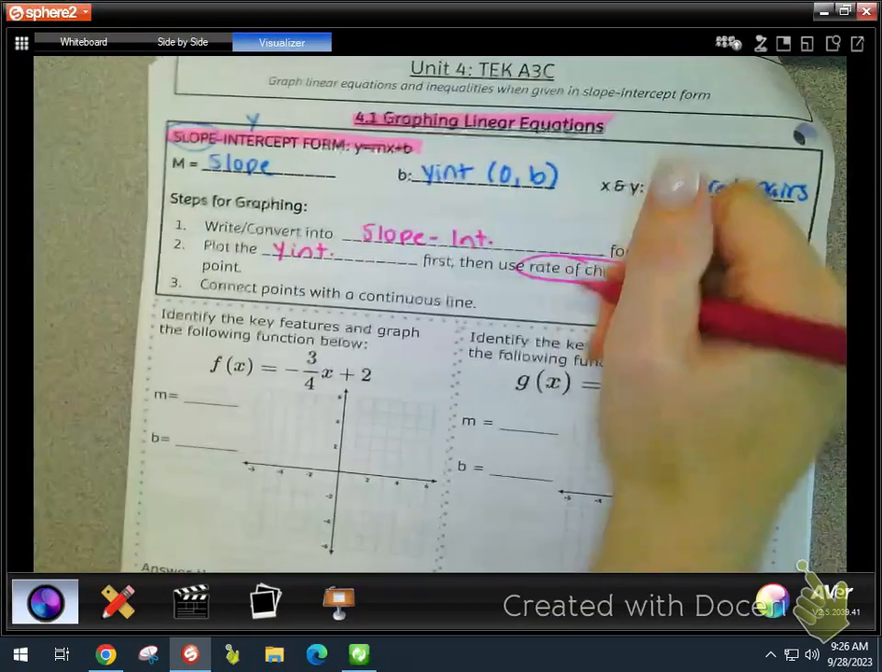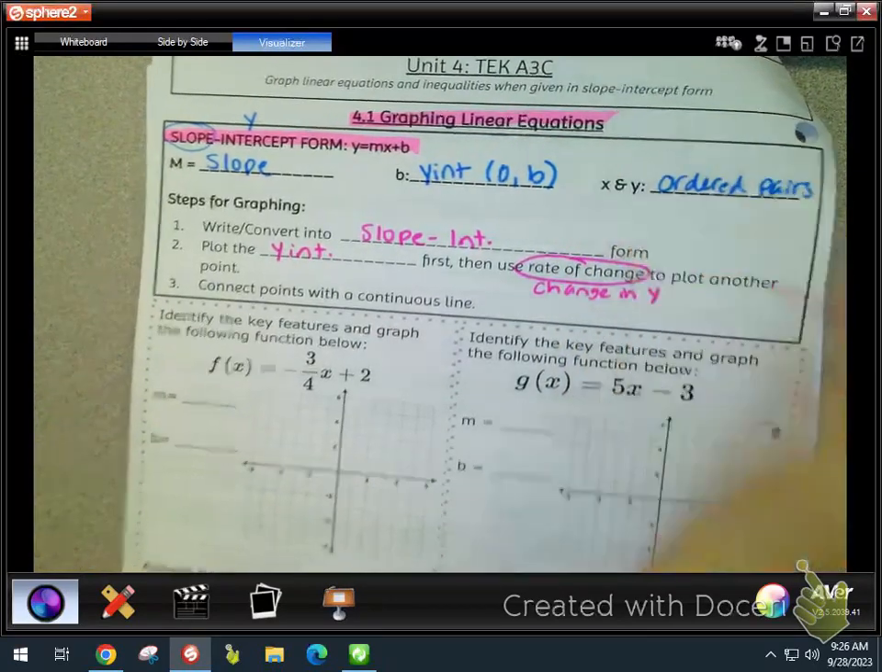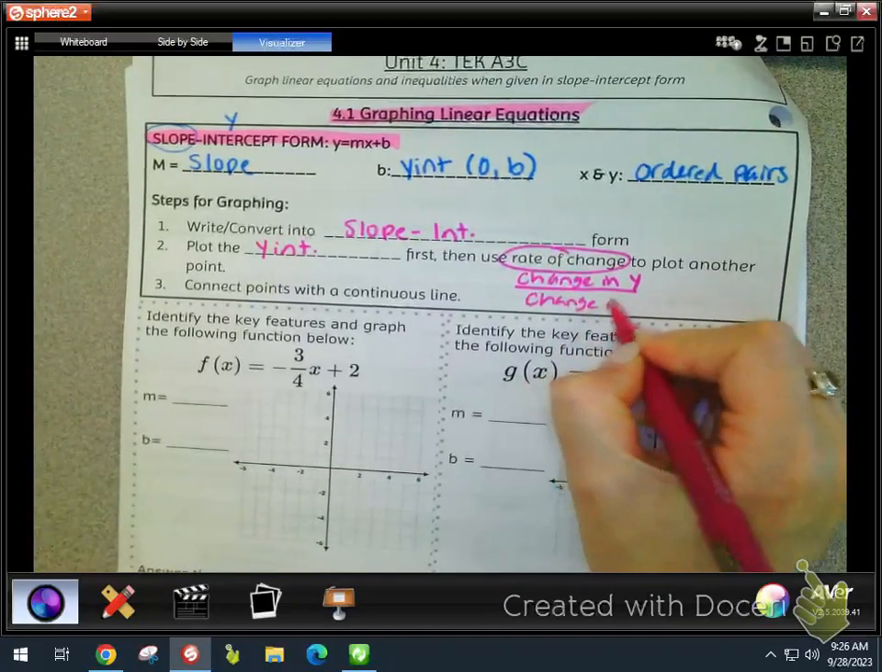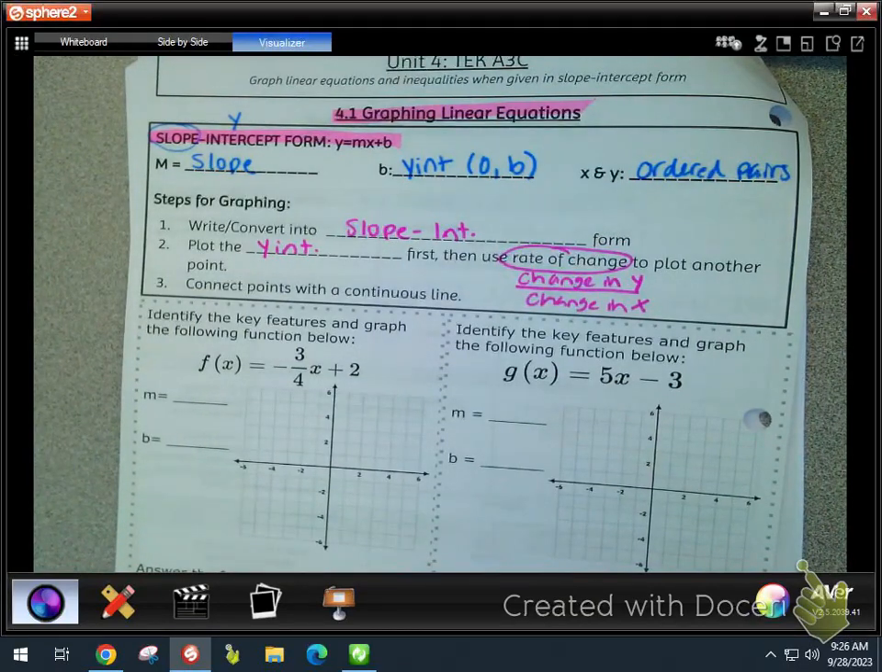Okay, remember your rate of change is your slope. It's your change in y over your change in x. So whatever that slope is, we're going to use that as here's how we change our y's. We're going to go up this many. We're going to go down this many. And then we're going to change in x, left or right, this many. Okay, and then that will get us a new point from there. All right? And then we're going to try to get 2 or 3 good points, and then we connect it with a line. And then we are done.